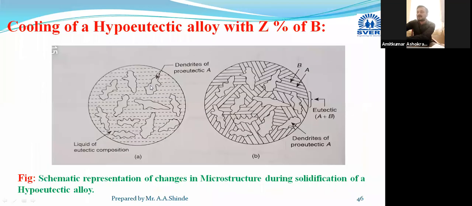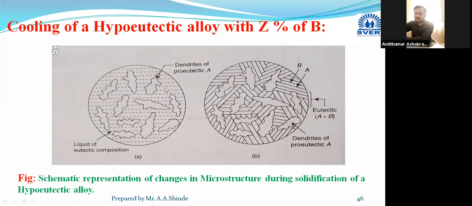Depending on its shape, it is termed dendritic. If you have observed feathers, a feathery shape is there. That's why it is termed dendrites of proeutectic A. Dendritic is a shape, meaning variable shapes like feathers will be there, and it is separated before eutectic transformation, hence it is termed proeutectic A.